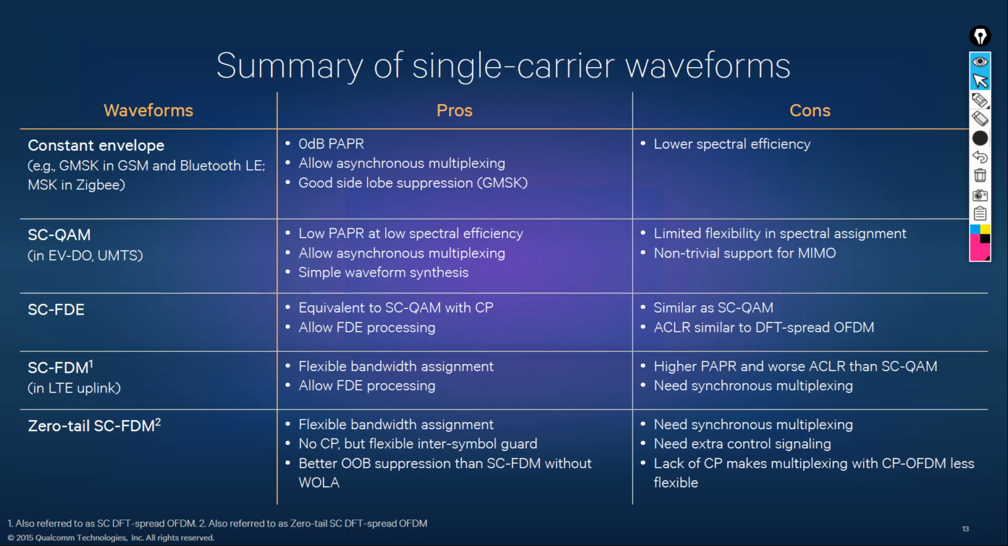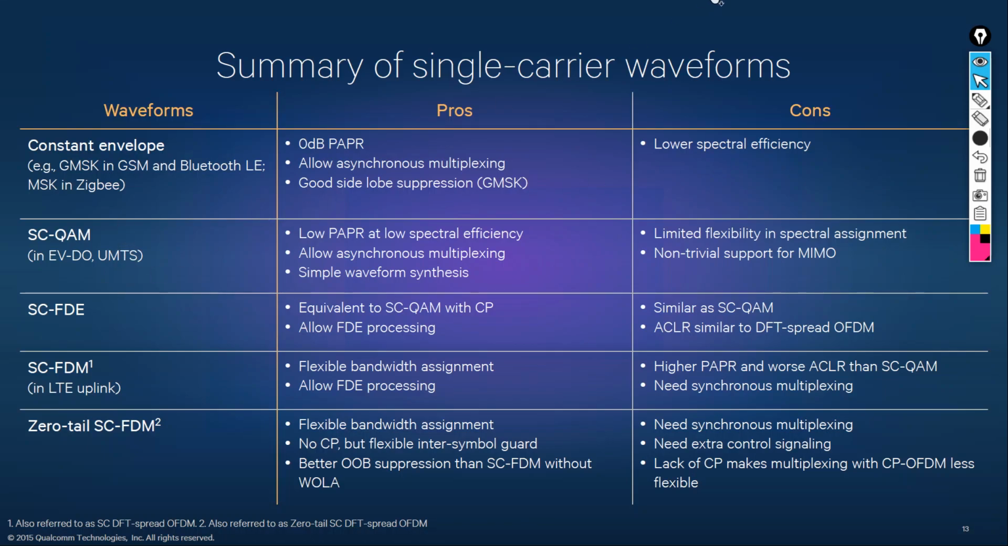What's the advantage of them? Zero peak to average power ratio. Very nice. We call them constant envelope: the power is always the same, the amplitude is always the same, no fluctuation. They allow asynchronous multiplexing; you don't need to be orthogonal. Good side lobe suppression, low side lobes. What's the disadvantage? Lower spectral efficiency.